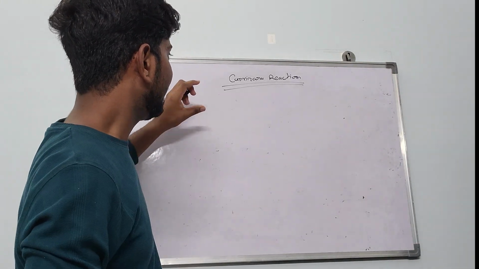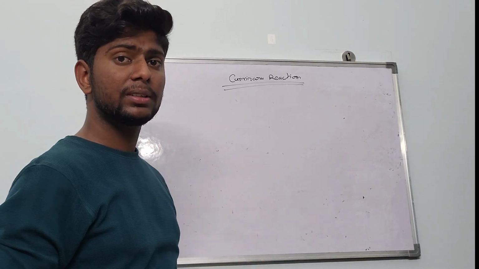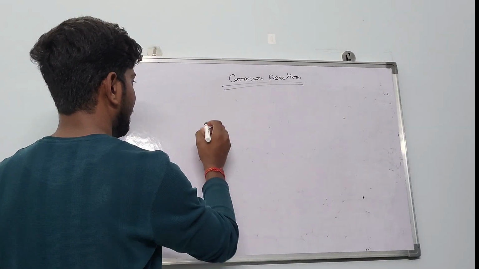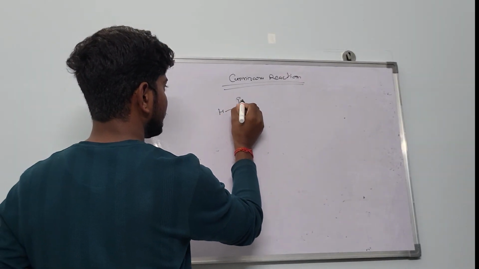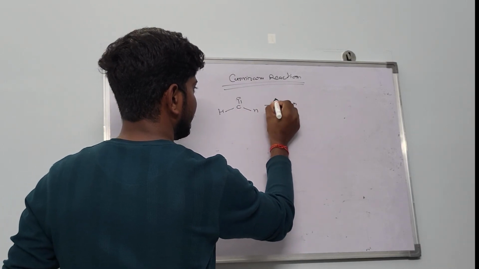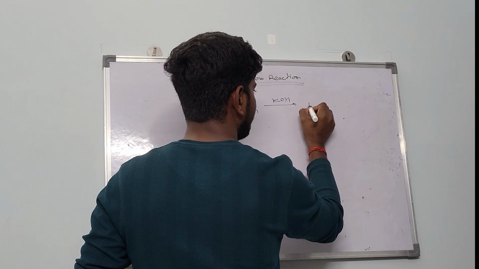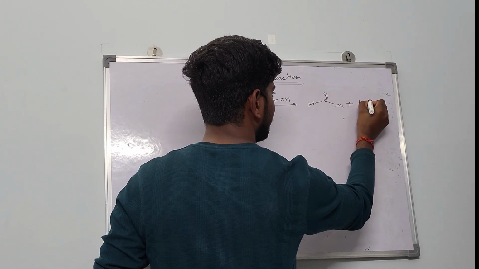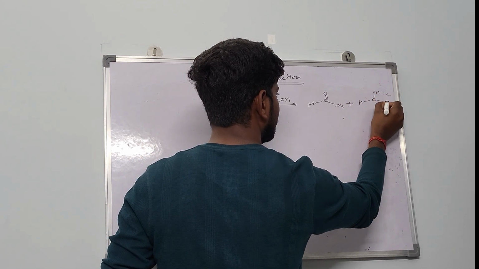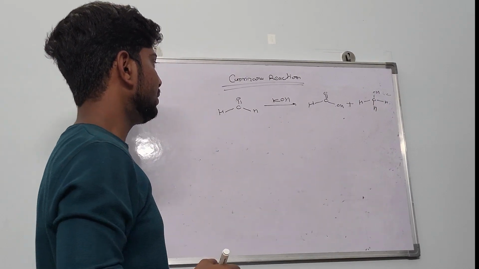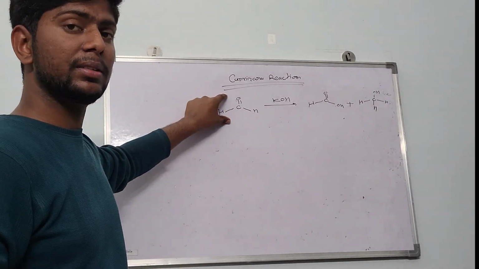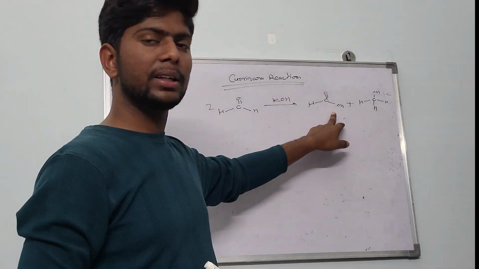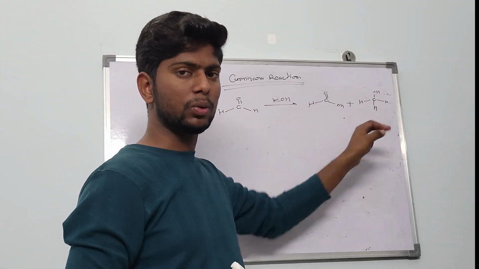So let's see how. In this we use an aldehyde that does not have an alpha hydrogen. Let's see: R single bond C double bond O single bond hydrogen, in the presence of KOH, is converted into the carboxylic acid, R C double bond O single bond OH, plus alcohol, R single bond CH2 single bond OH. In this reaction we use two molecules of aldehyde: one is converted into the carboxylic acid and one is converted into the alcohol.